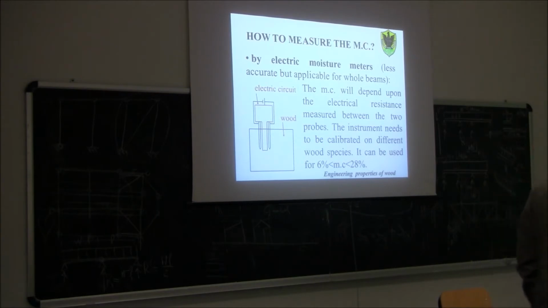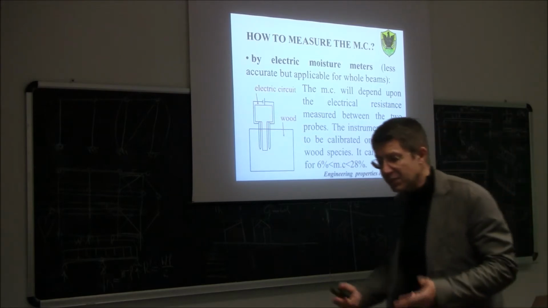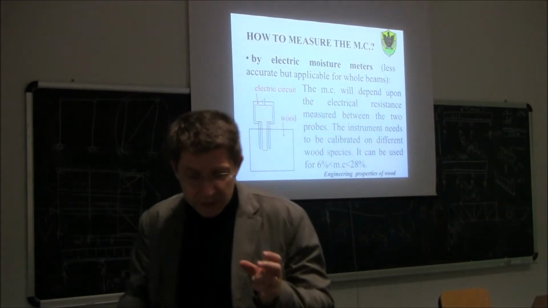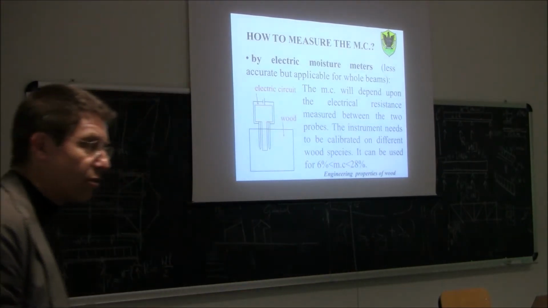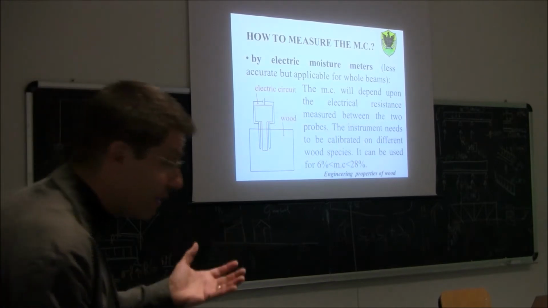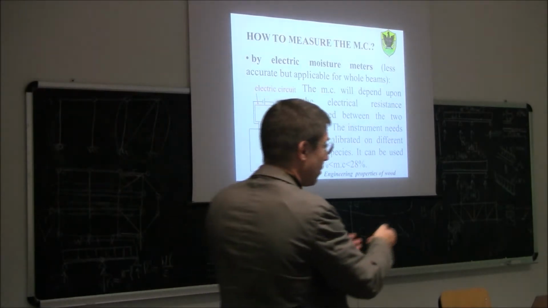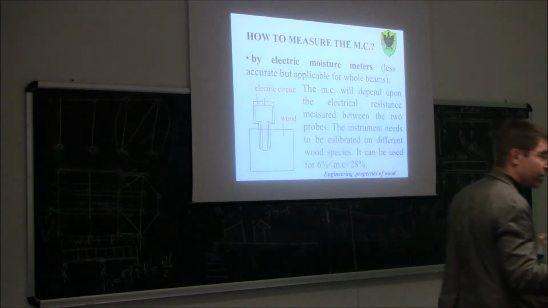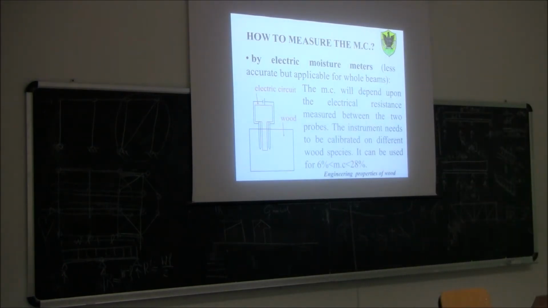Of course, the problem of this instrument is that it is less precise than the other one and needs to be calibrated on the wood species that you are using. So the same instrument used for two different wood species does not necessarily lead to the right value of moisture content, because the moisture content depends on the electric resistance, and the electric resistivity could be different for spruce, for beech, for other wood species. Okay? Good.